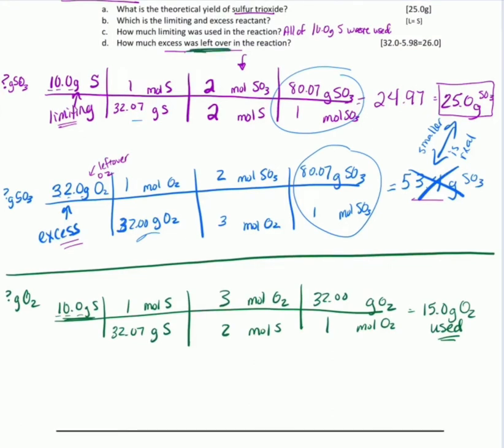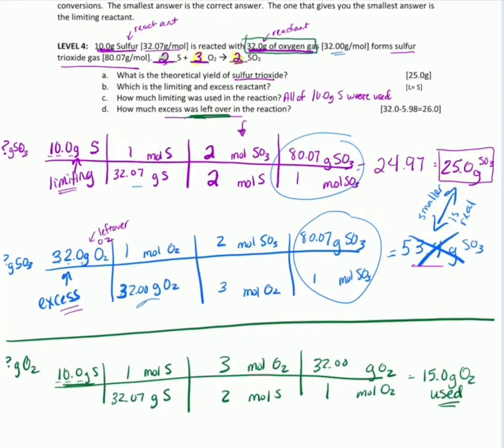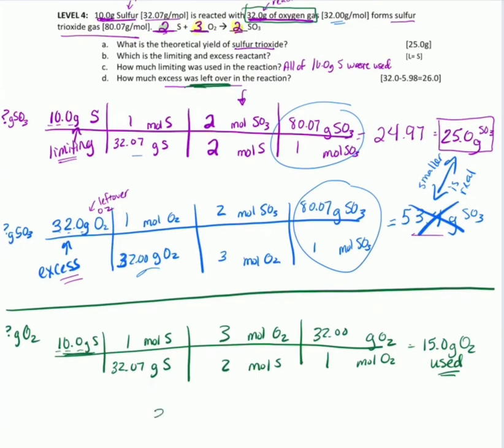This step always requires a little extra subtraction. I know how much I had. I had this much. This is how much I had. Now I know how much I used, so I just subtract. And it's 32.0 minus 15.0 gives me, I could totally do this in my head, 17.0 grams of oxygen left over.